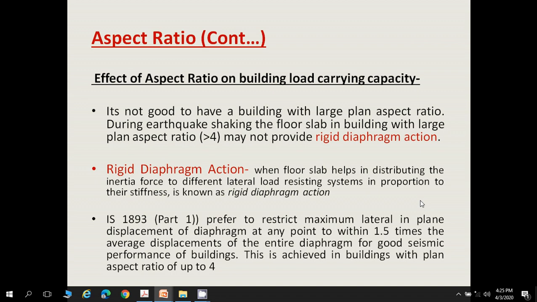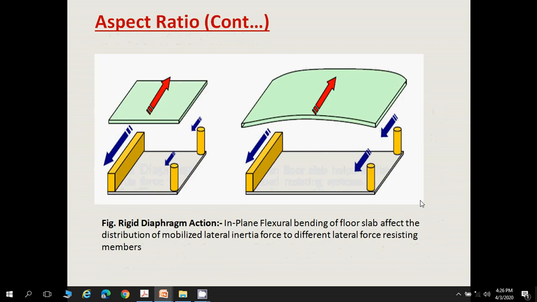In this condition, the floor slab helps in distributing the inertial force to different lateral load resisting systems in a rigid diaphragm manner. Here are some figures which show that when the aspect ratio is limited to 4 or less, the floor slab will perform in a rigid diaphragm action manner. If the aspect ratio of a building plan is greater than 4, the floor slab will tend toward flexural bending, and it may not distribute the mobilized inertial force to different lateral load resisting members. It can deflect in a flexural bending manner.